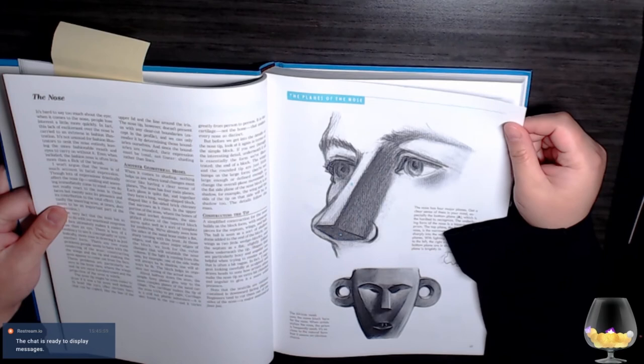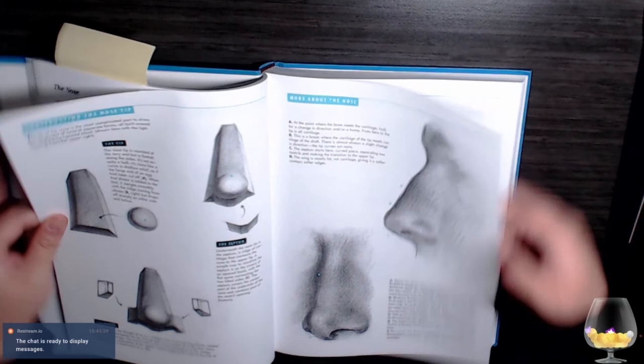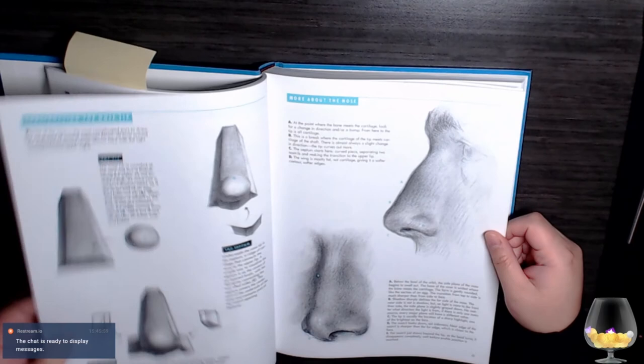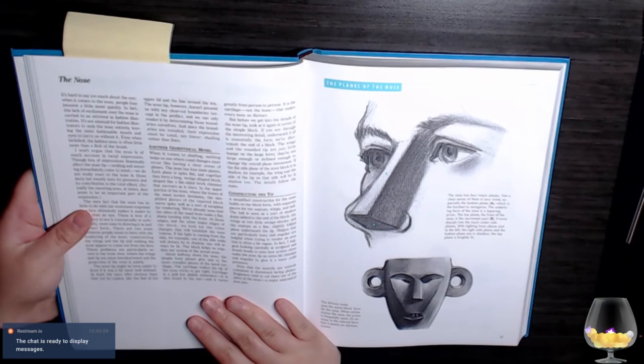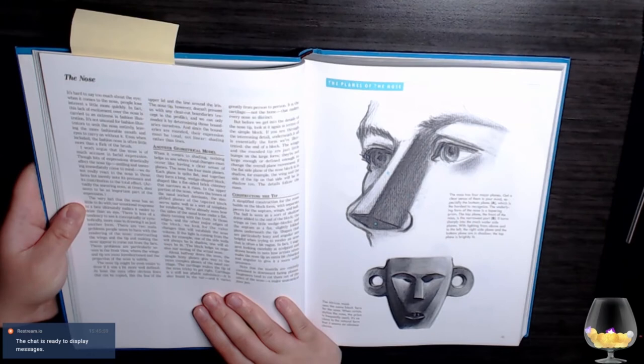But, let's see. Oof. Okay, so this is going to be a lot of reading, it looks like. So I guess I'll go ahead and read this for you, and we'll see where we'll go from there.